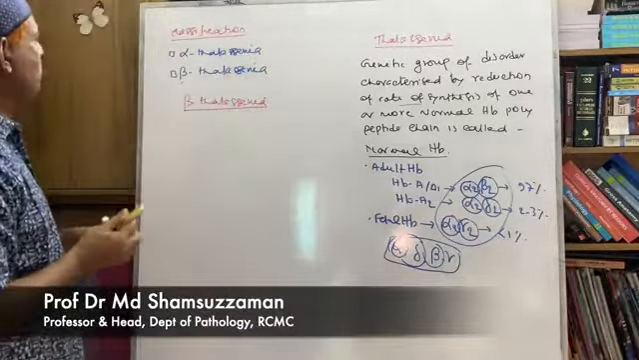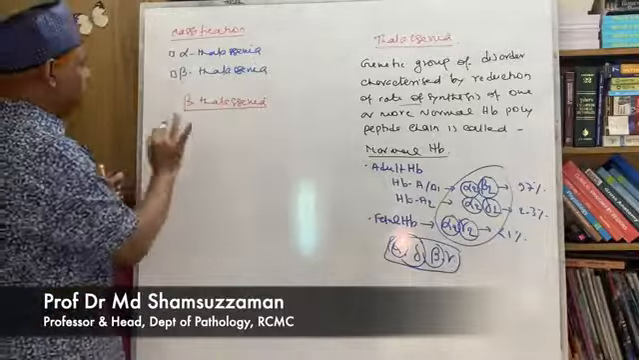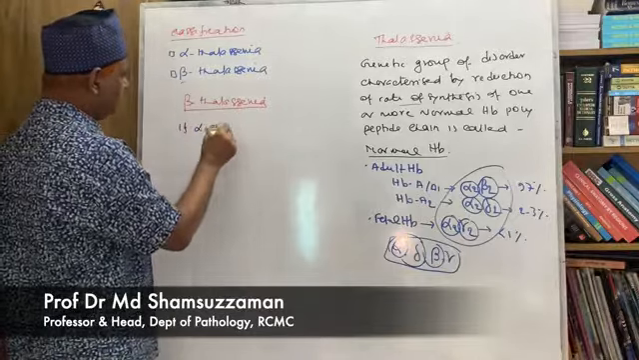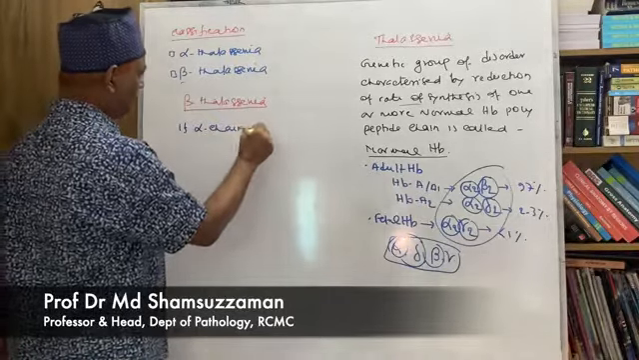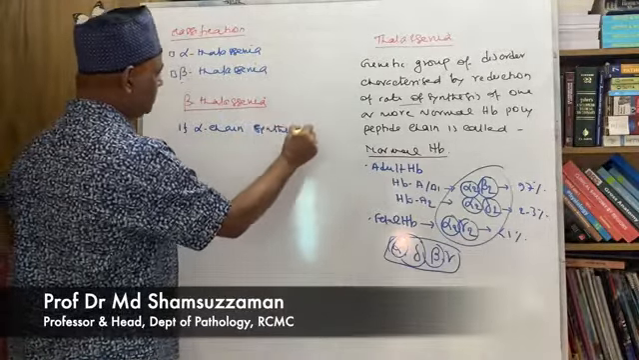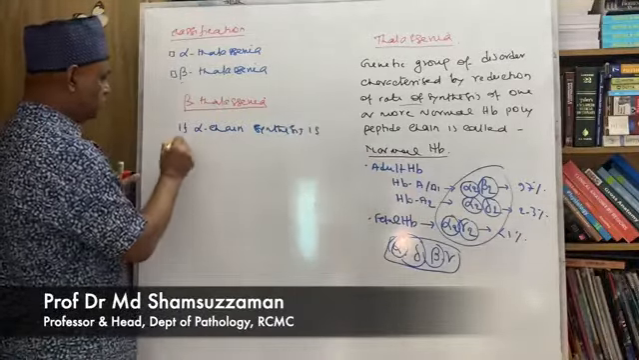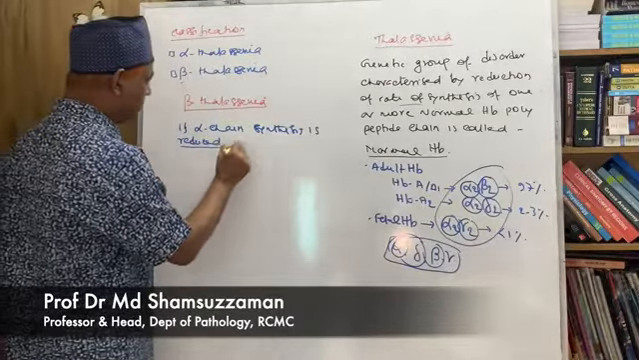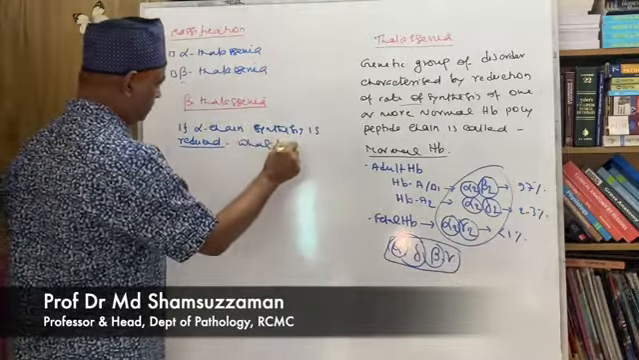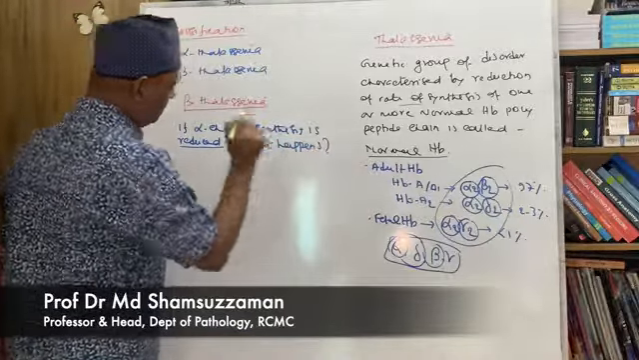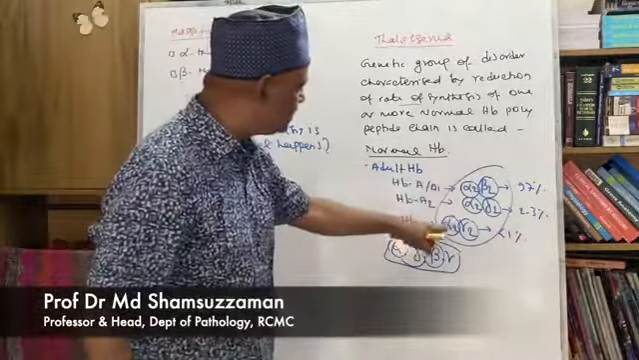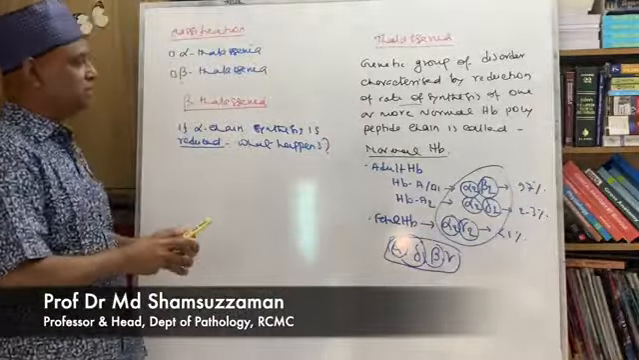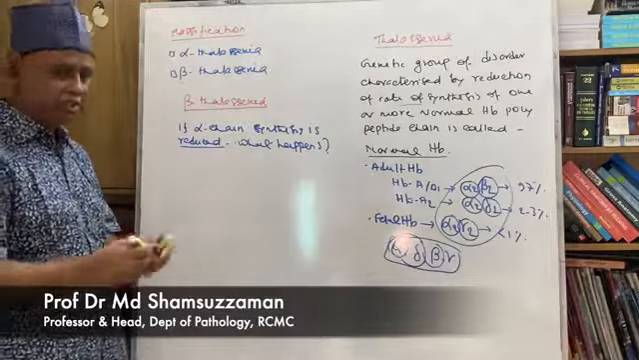Before that, we have to recapitulate one thing. If alpha chain synthesis is reduced, what happens? Dear audience, if alpha chain synthesis is reduced, what happens? You know, the alpha chain reduction may be sufficient reduction, or may not be sufficient reduction.